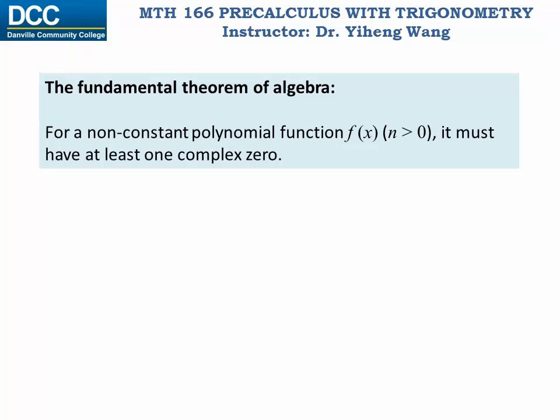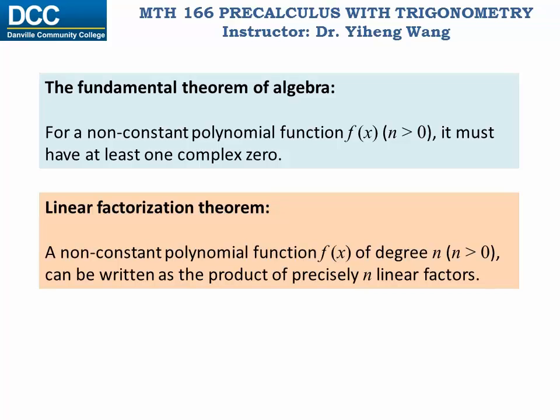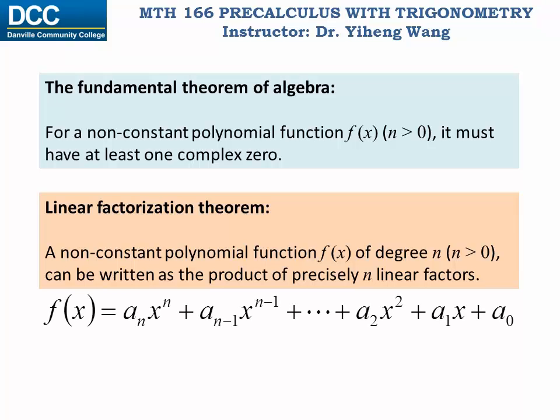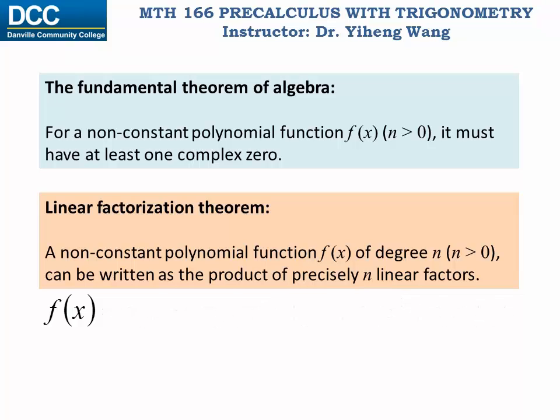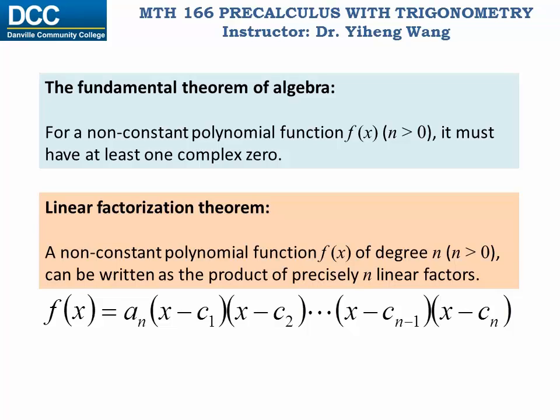Derived from this theorem, we have the linear factorization theorem, which states that for, again, a non-constant polynomial function of degree n, it can be written as the product of precisely n linear factors, which means that for this polynomial function with degree n, it can be written as an, the leading coefficient, multiplied by exactly n linear factors multiplied together.